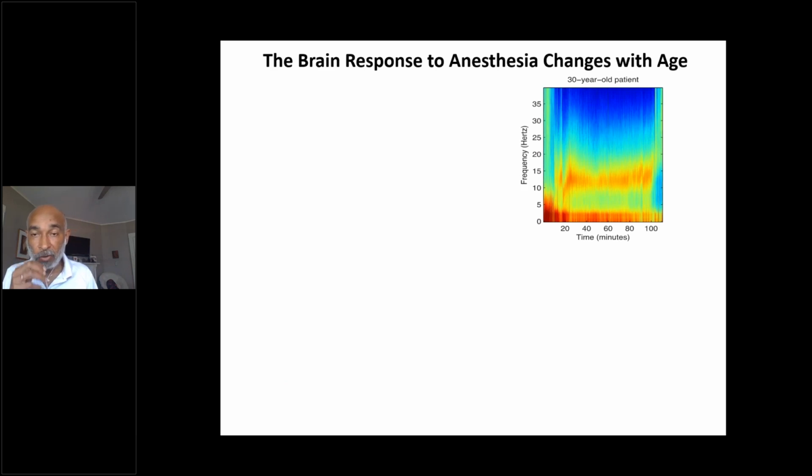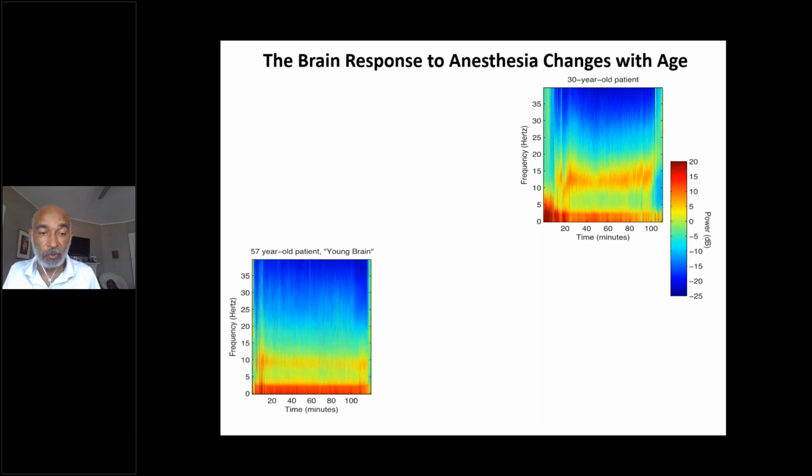So this is a 30-year-old under propofol anesthesia. Looks just like the one of the 19-year-old woman I showed you earlier. You can see the alpha oscillation, the slow delta oscillation. Here's a gentleman who's 57. Like this guy here could be his dad. And you can see the alpha oscillation. You can see it's shifted down a little bit, relative to where it was up here for this gentleman here. But it's still there. You can see it a little fainter, but still there. And you can see the slow delta oscillation here.